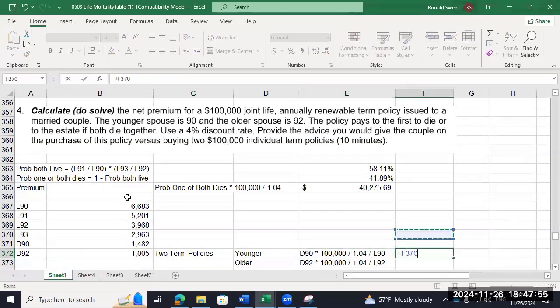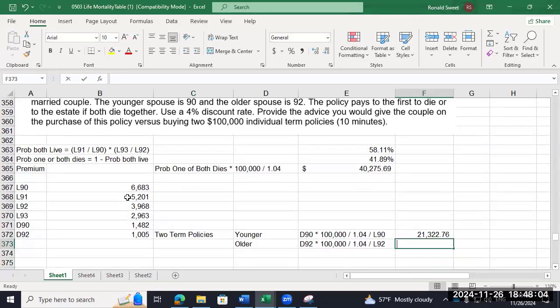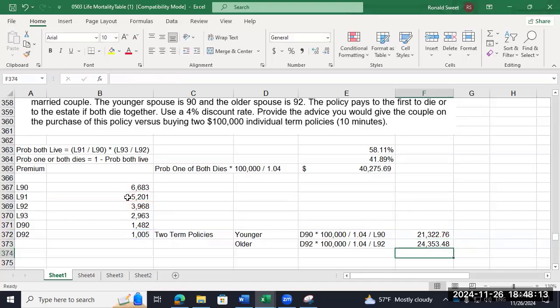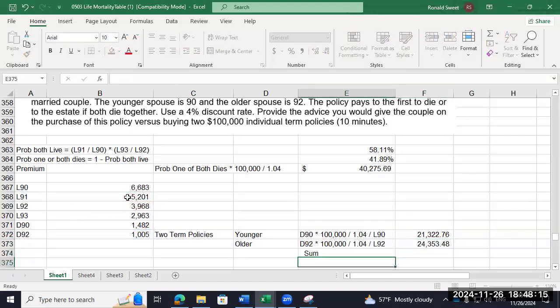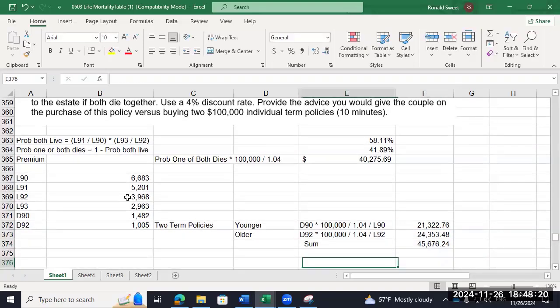So D90 times 100,000 and 1.04 divided by L90. And then D92 times 100,000 at 1.04 divided by L92. You add those two together, gives you 45,676.24. That sounds too high to me, but hopefully we'll see.